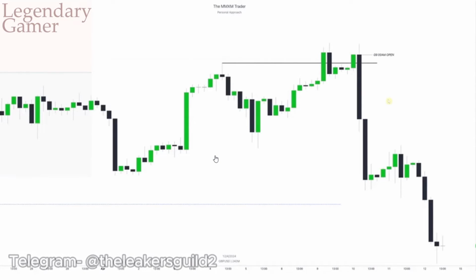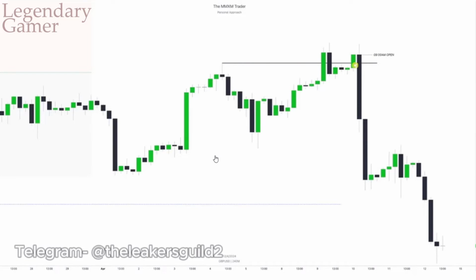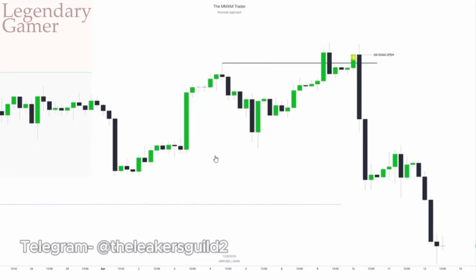So zooming in a little bit more, GBP USD 4-hour chart. We want to be focusing on that 9 a.m. candle, right? So either a previous session high or a previous 4-hour candle high or a higher time frame key level. So on this occasion we can see this candle, the 9 a.m. candle, takes out a previous 4-hour candle's high and then starts to decline.